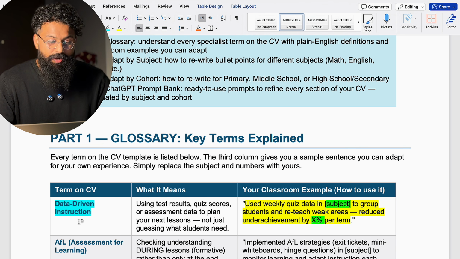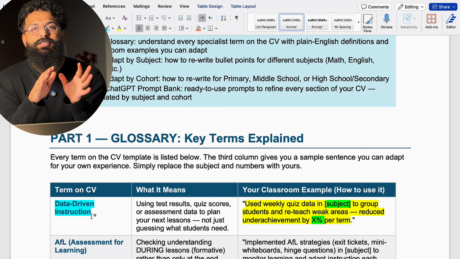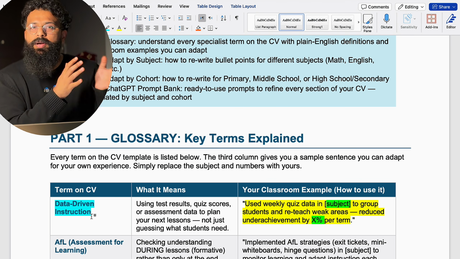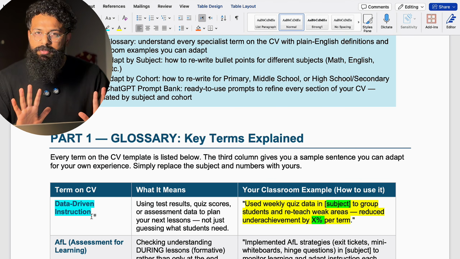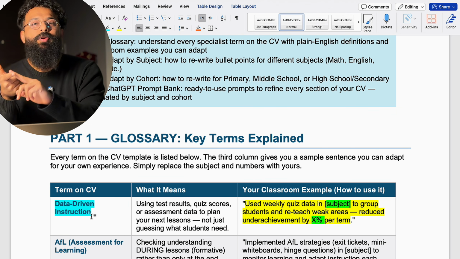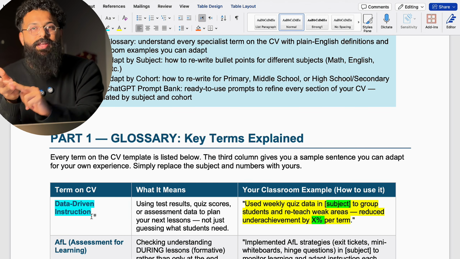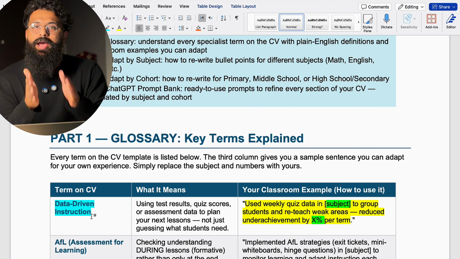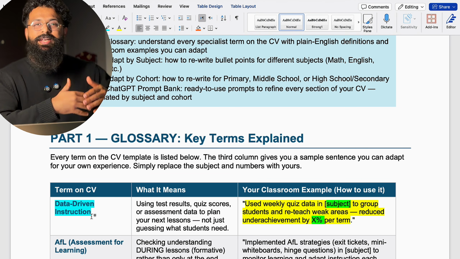Now, this is something I'm really proud of, because this is what most guides don't give you. Every single term that appears on your CV template, I have explained it in plain English, told you exactly what it actually means in a classroom setting, and also given you a ready sentence that you can adapt for your own subject. So for example, let's say we have data-driven instruction. Now, data-driven instruction, it seems we are familiar with the term, but what does it look like in a classroom? It just means that you're using your quiz scores, your checkpoint scores, your assessment results, your unit test, your final examination to actually decide what you are going to teach in the next lesson.